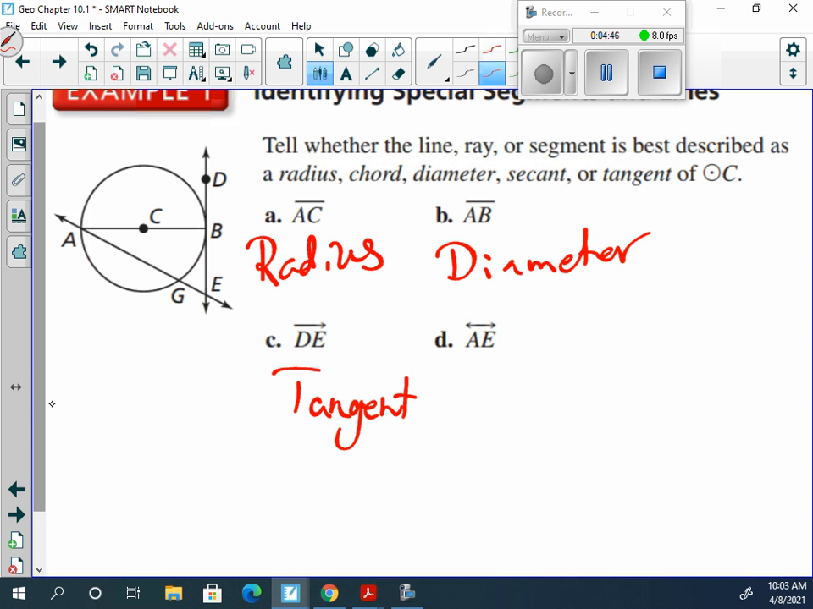And last but not least, we have line AE. It would be secant because it crosses the circle, intersects the circle at A and G. So this here would be secant because it intersects the circle at 2 points. And that's all we have to do for these here. Questions on any of these so far?